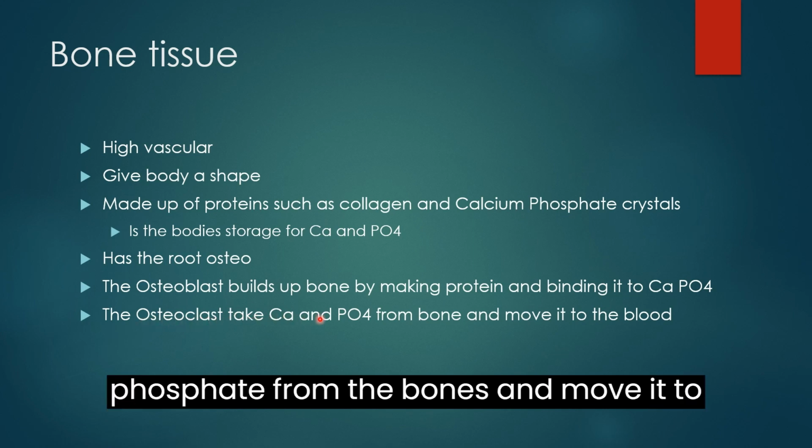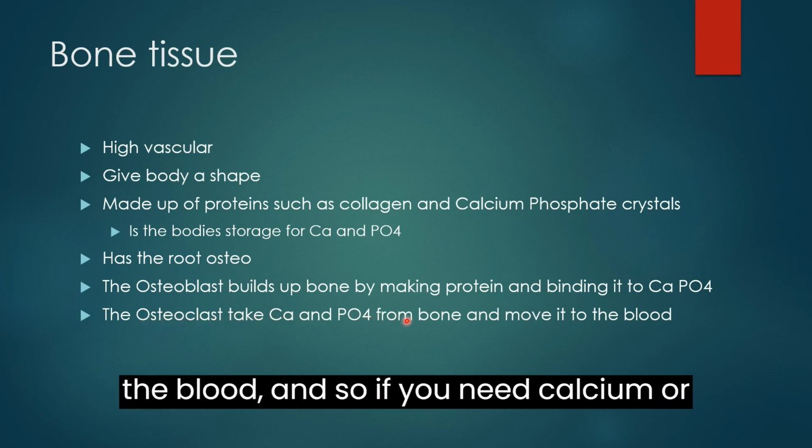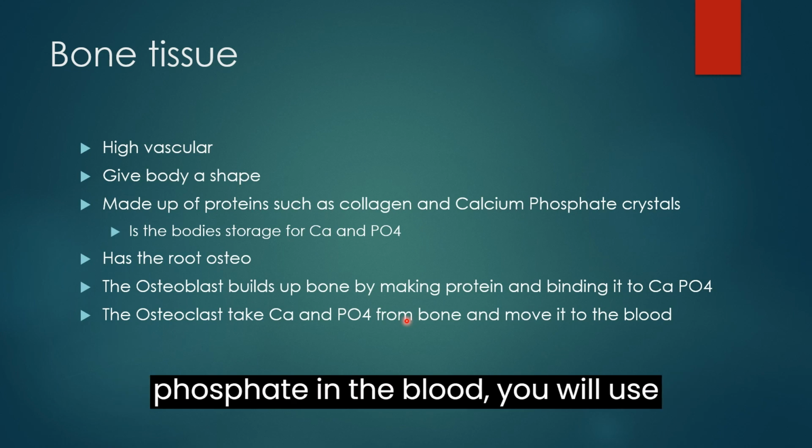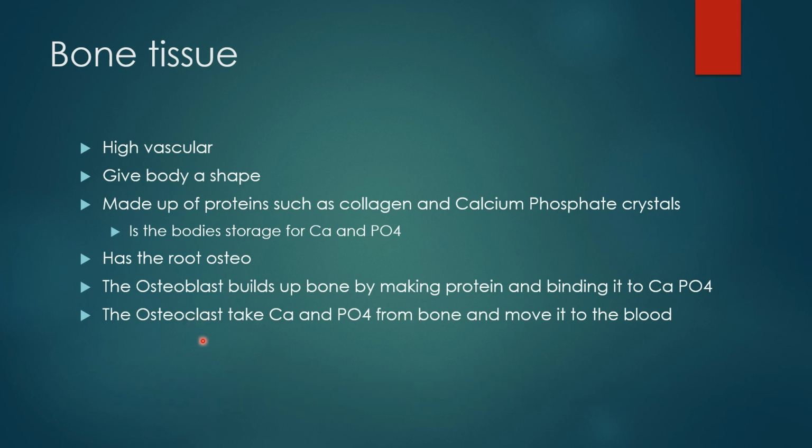Osteoclasts will take calcium and phosphate from the bones and move it to the blood. And so if you need calcium or phosphate in the blood, you will use osteoclasts to break down bone.